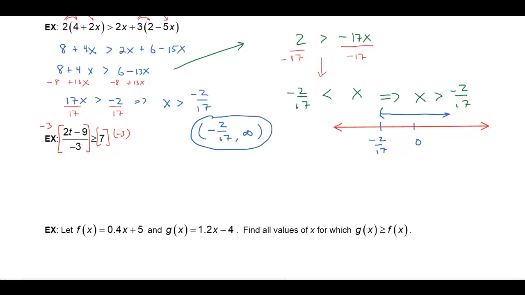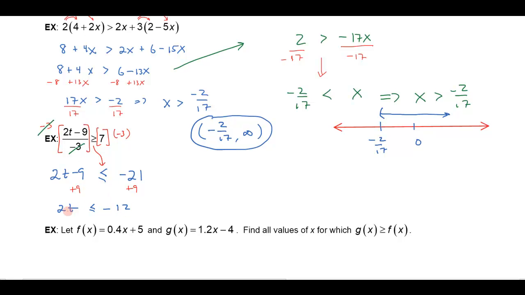So I multiply both sides by negative 3. That's going to cancel this negative 3 on this side, and I'll just get 2t minus 9. And over on the other side I'll get negative 21, but because I multiplied by a negative, I have to reverse that inequality, and it becomes a less than or equal to. So then let's go ahead and add 9 to both sides of this equation. So I'm going to get 2t is less than or equal to a negative 12, I think that would be.